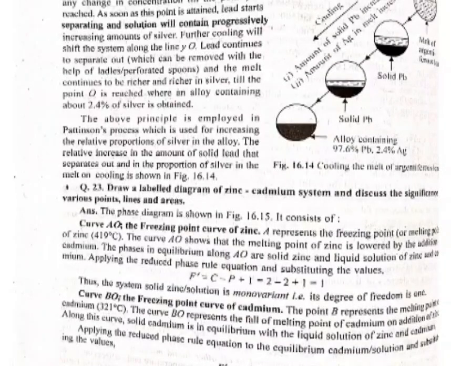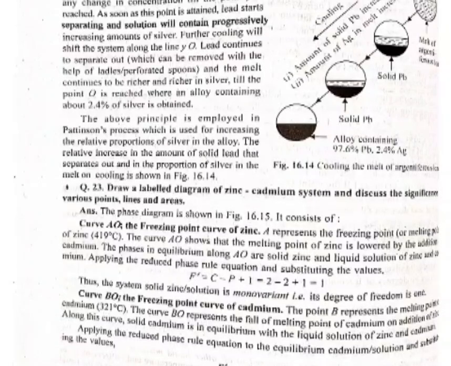So the system consists only of liquid, represented by point X, allowed to cool gradually along the line XY without any change in concentration till the point Y is reached. As soon as this point is attained, lead starts separating. The solution contains progressively increasing amounts of silver. Further cooling will shift the system along line YO that contains separated lead, which can be removed with the help of perforated spoons, and the melt continues to be richer and richer in silver till the point O, where an alloy containing about 2.4% silver is obtained.